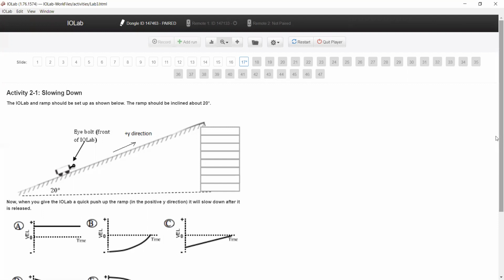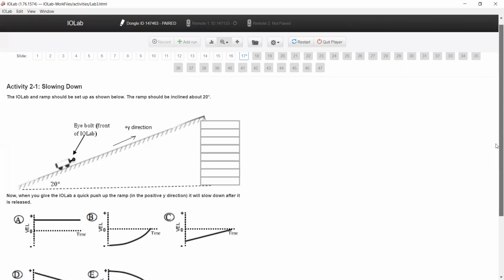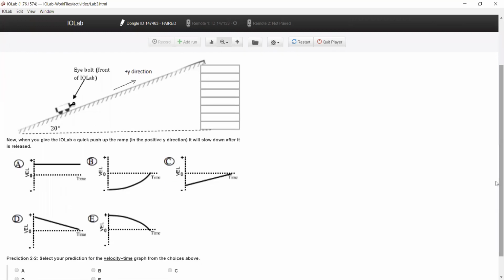Okay, in the next slide they want us to predict the velocity time graph. As I have already indicated, if you are moving in the positive direction, the sign of the velocity will be positive. Moving in the negative direction, the sign of the velocity will be negative. So what is happening to the velocity? Is it increasing or decreasing? Slowing down means velocity has to decrease.